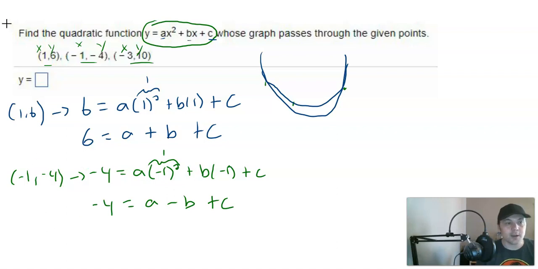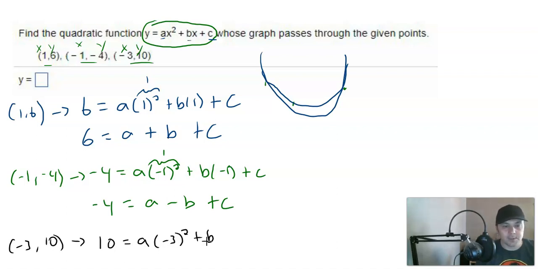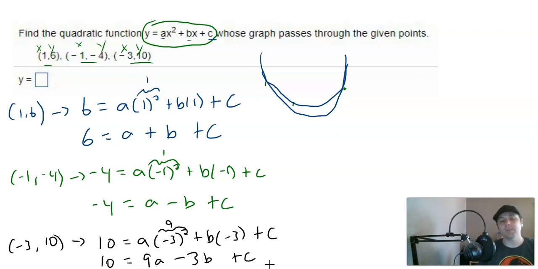So that's my second equation. My third equation we'll be plugging in 3 comma 10. So we plug in 10 for y. We'll have a times negative 3 squared plus b times negative 3 plus c. That's going to give me 10 equals negative 3 squared is 9, so 9 times a, which is going to be 9a. B times negative 3 will be negative 3b. The c gets copied down. And so that's my third equation.